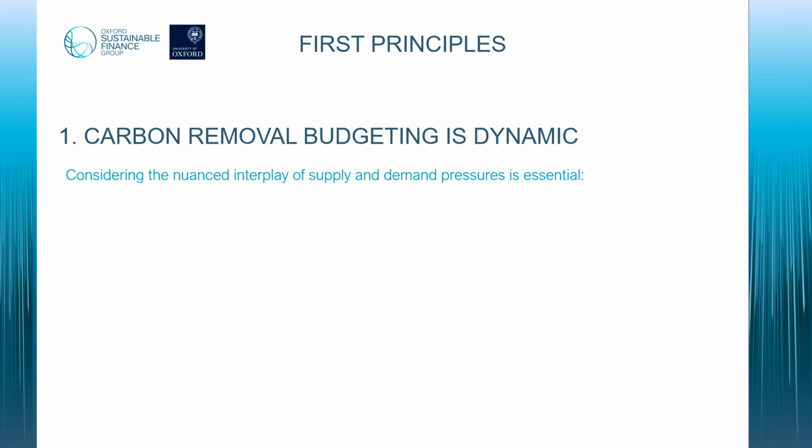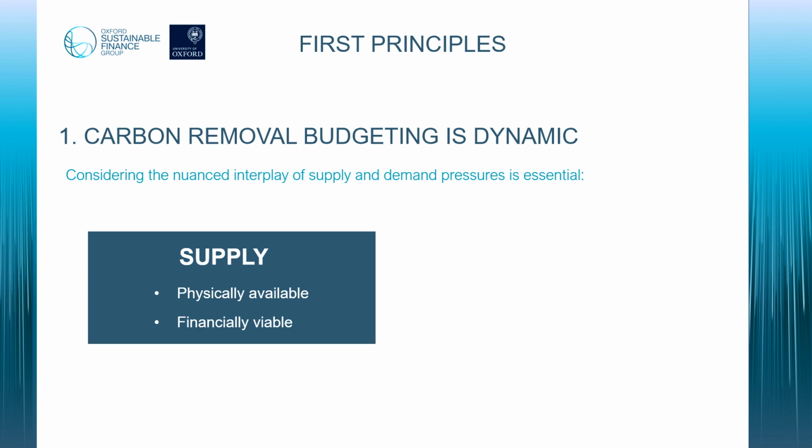So we need to understand the nuanced interplay between supply and demand pressures. So supply, again, depends on what's physically available. This could be, for instance, access to geological storage for some of the pathways. It could be access to temperate rainforests when you're scaling afforestation and reforestation activities. But it equally has to be financially viable. And so again, we know that novel carbon removal can be up to 100 times more expensive than conventional carbon credits. And so we need to ensure that we have available funds and that we're serious about planning to allocate adequate financial resourcing in order to realize that potential.